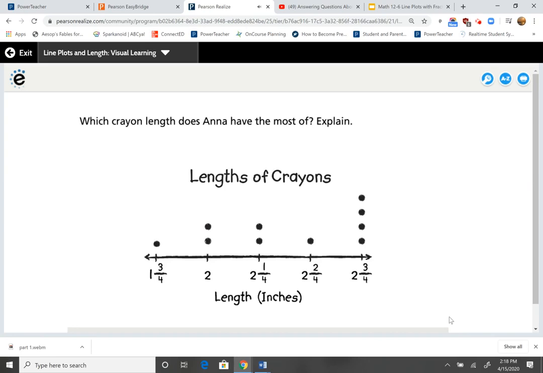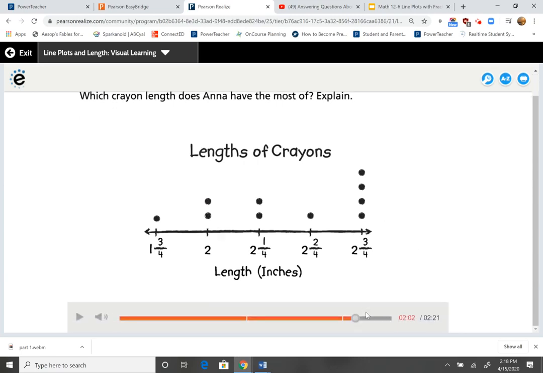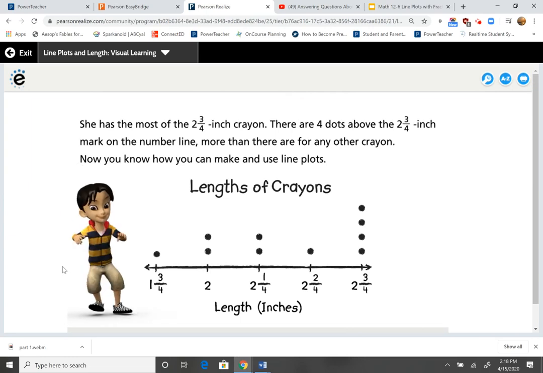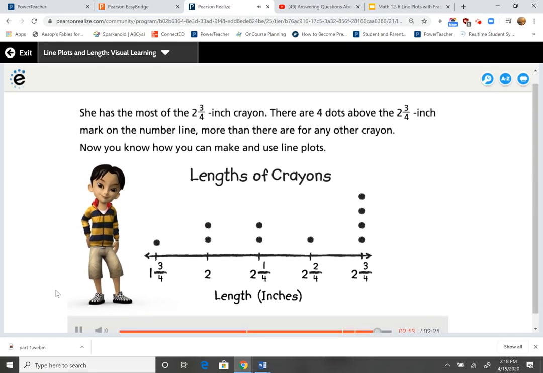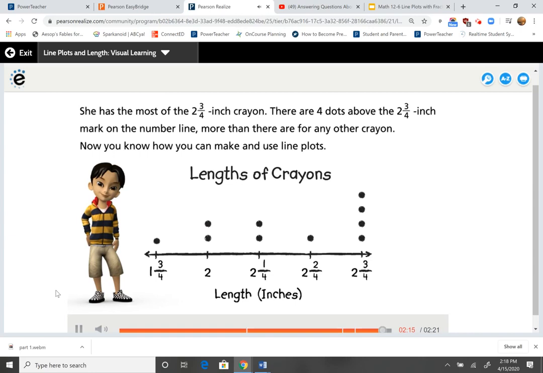Which crayon length does Anna have the most of? Explain. And you can kind of see this has the most number of dots. She has the most of the 2 3/4 inch crayon. There are 4 dots above the 2 3/4 inch mark on the number line, more than there are for any other crayon. Now you know how you can make and use line plots.